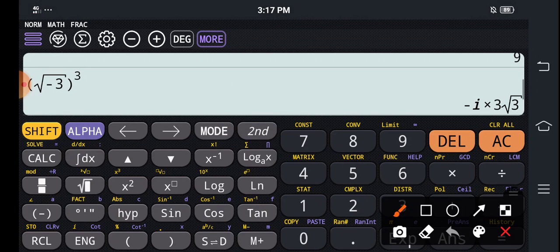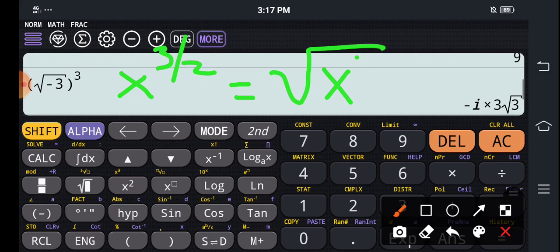So x to the power of 3/2 is the same as square root of x cubed. So we can simplify it as x square root of x. So we just simply divide. If you're going to divide 3 by 2, the remainder is 1. So what is left is x.